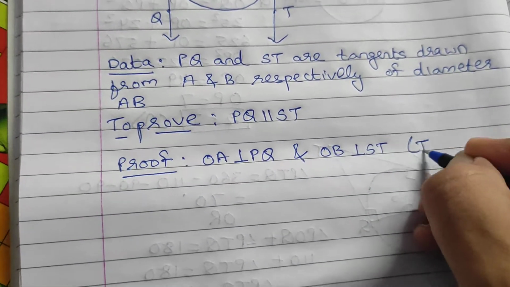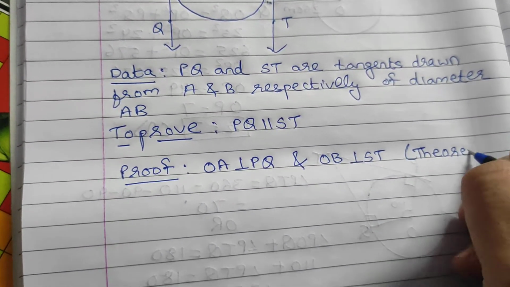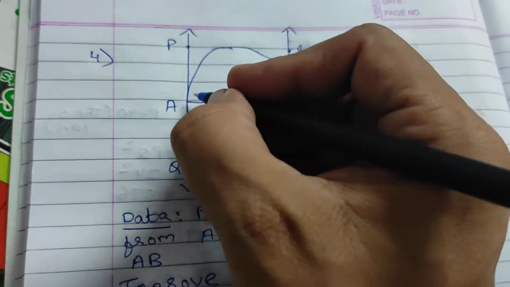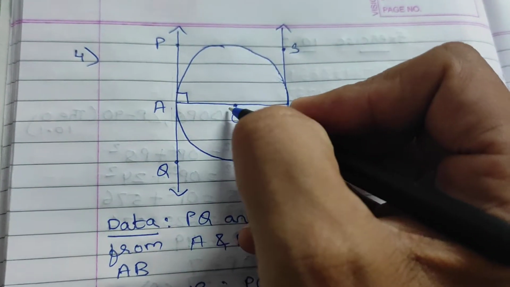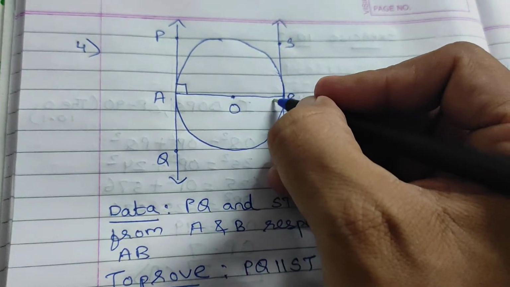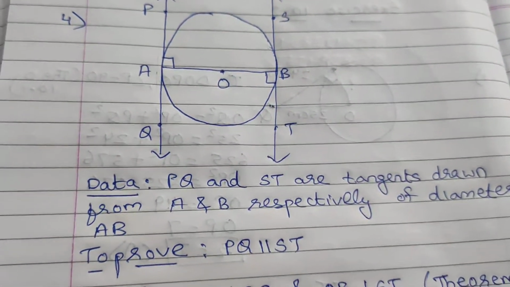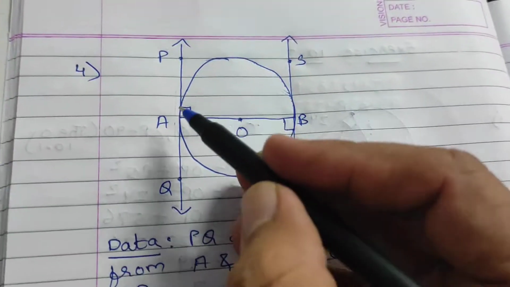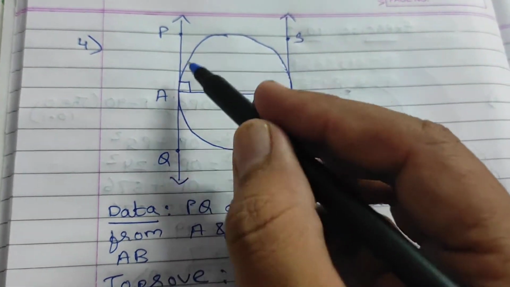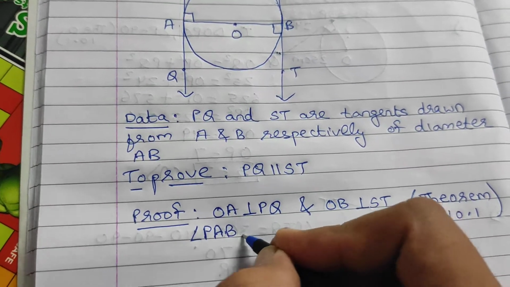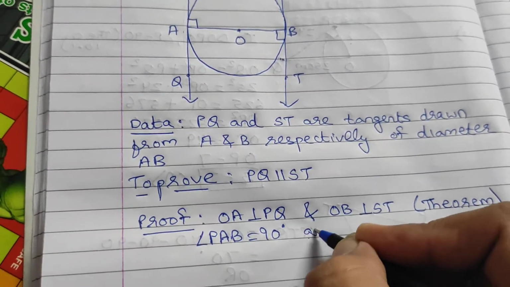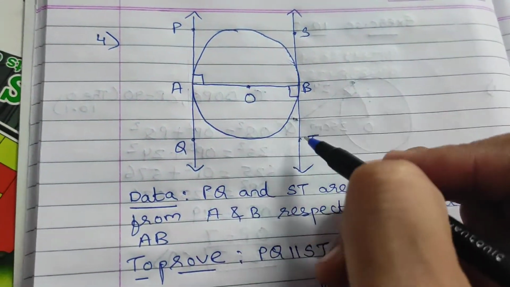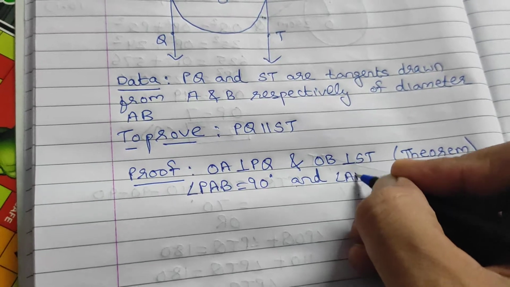Reason I will mention theorem 10.1. Going further, now because of that angle PAO is 90 degree and angle OBT is also 90 degree. So angle PAO, now instead of PAO you can even say PAB. So angle PAB is 90 degree and angle OBT, you can also say ABT. So angle ABT is also 90 degree.